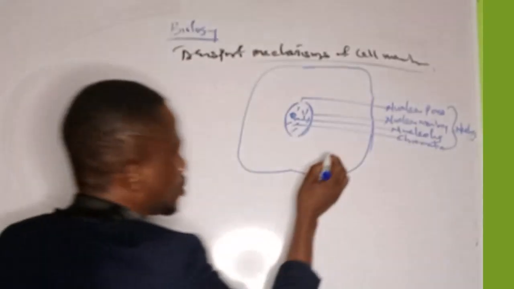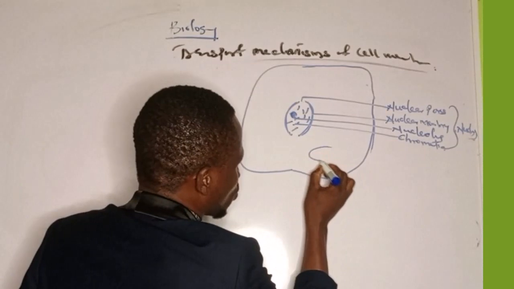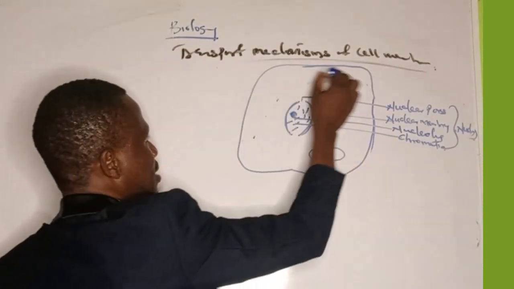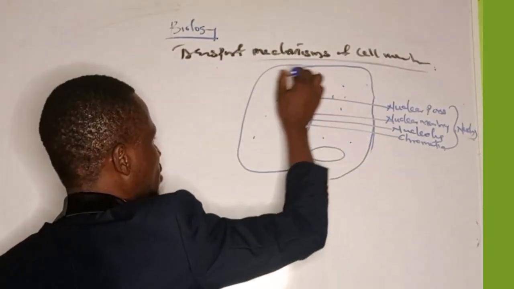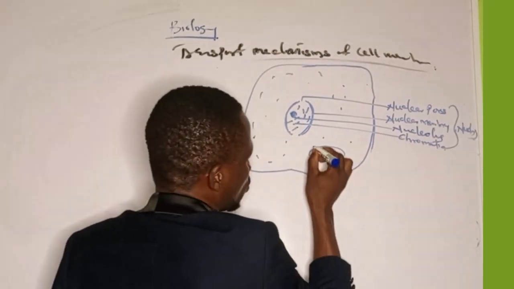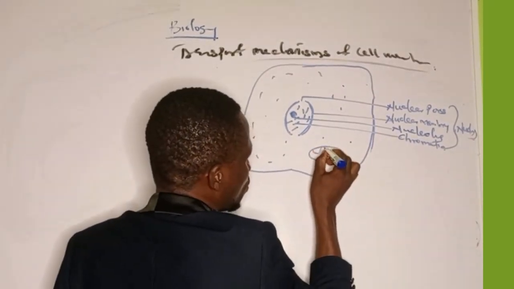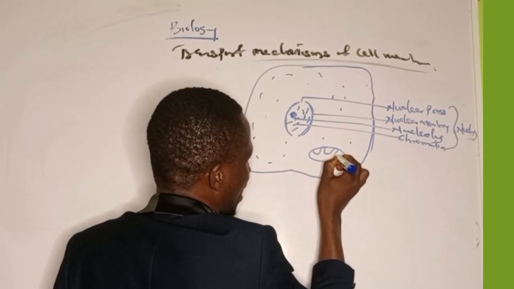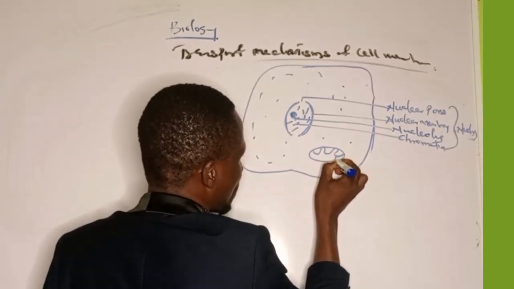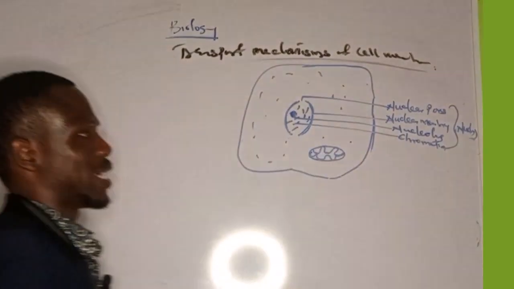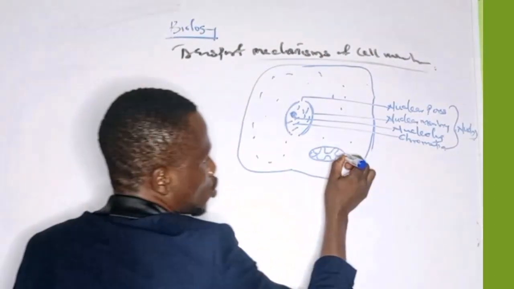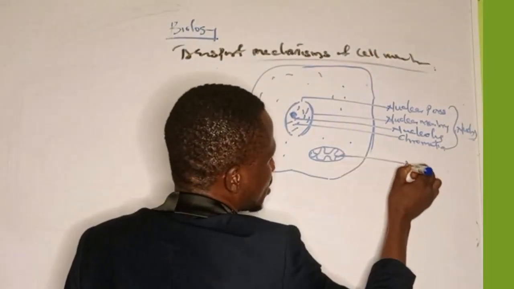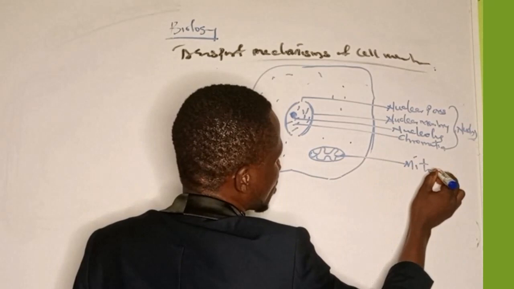You can decide to draw your mitochondria here. This is the cytoplasm of the cell. If it's a mitochondria, make sure you draw a structure that looks like mitochondria. This is the mitochondrial structure I gave you earlier, is it not? So you call it mitochondria.